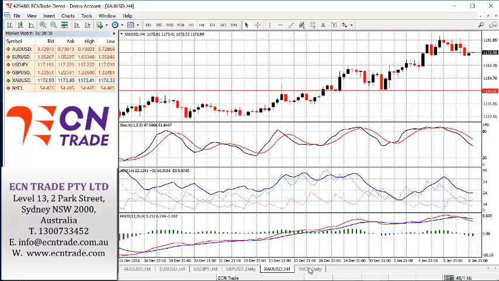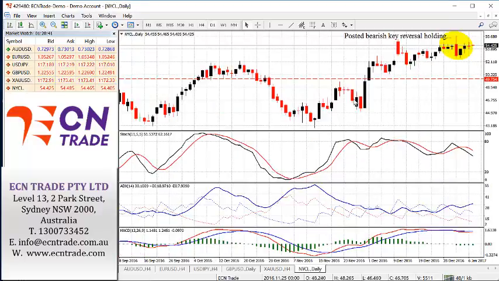And to wrap up with the oil, the key reversal that was posted last week is still intact, and while remaining underneath 54.80, I'm still looking to an objective of 49.60. If we do break above 54.80, then I have got a neutral view and I would expect to see the technical pattern eventually turn to the upside, but at the moment we're still negative, so I still hold that view down towards 49.60 and reassess from there.